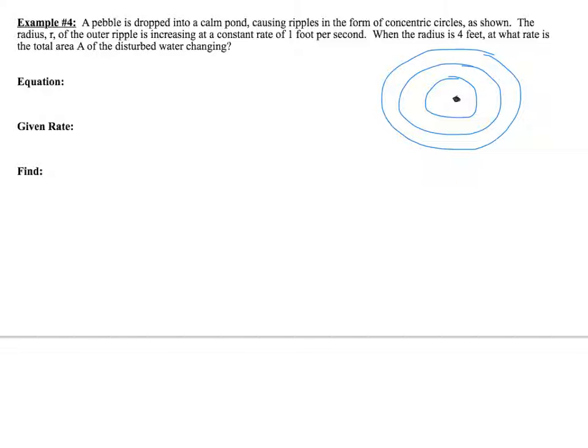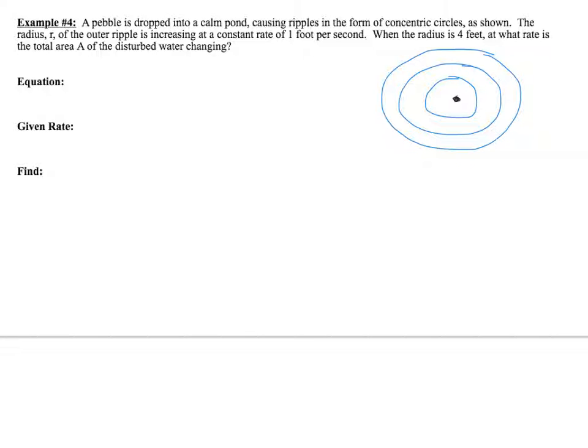The next few problems we're going to take a look at are pretty classic related rate problems. So anyone who takes calculus is essentially doing these problems. The first is the pebble concentric circle problem. A pebble is dropped into a calm pond, causing ripples in the form of concentric circles. I think you've all seen this before, or at least a picture of it, right? From the center, these ripples radiate out. They're circular, so they're concentric circles.